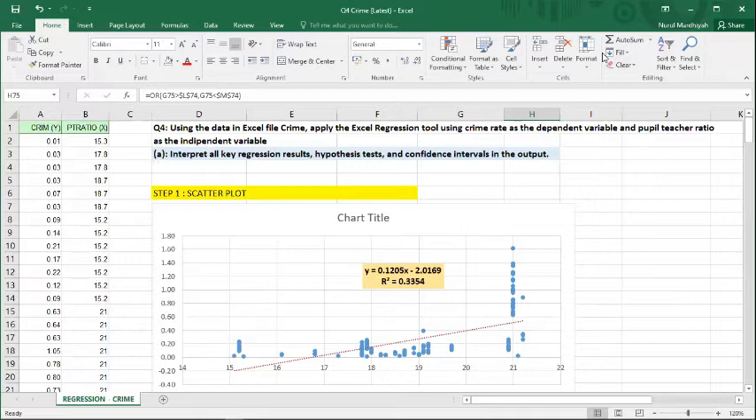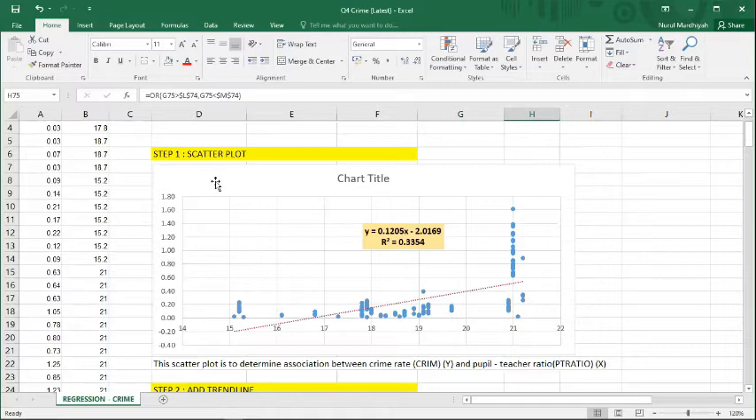I will be asking for question 4. Using the data in Excel time, apply the Excel equation 2 using crime rate as the dependent variable and teacher ratio as the independent variable. The question is to interpret all the key regression results, hypothesis test and confidence interval in the output. The first step, of course, we must do the scatter plot, like the previous question.